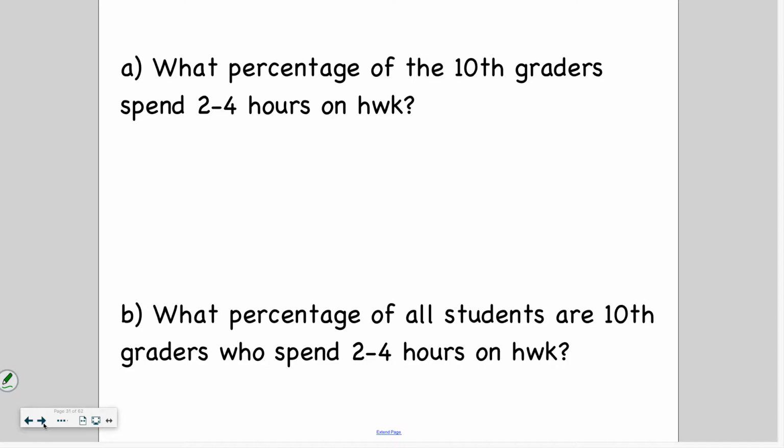All right, so we're going to look at marginal frequency. For some reason, our table isn't showing up on here, but it's the exact same one that we just used. And that is the total number. So marginal frequency is the total number of times a response was given. All right? So A, and you can look back at the top of your page because you have the table. What percentage of 10th graders spend 2 to 4 hours on homework?